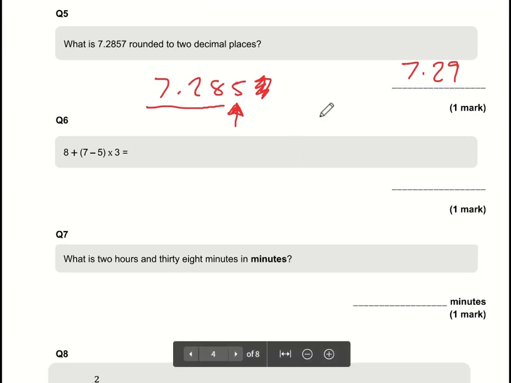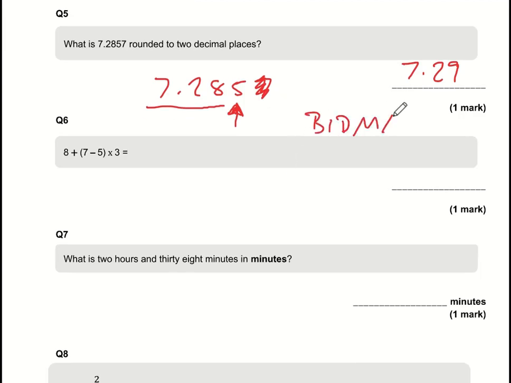Okay, question number 6 is testing our understanding of BIDMAS. So we've got brackets. 7 take away 5 is 2. So the question is now 8 plus 2 times 3. We have multiplication and we have addition. We'll do the multiplication first. 2 3s are 6. So the question is now 8 plus 6, and 8 plus 6 is 14.